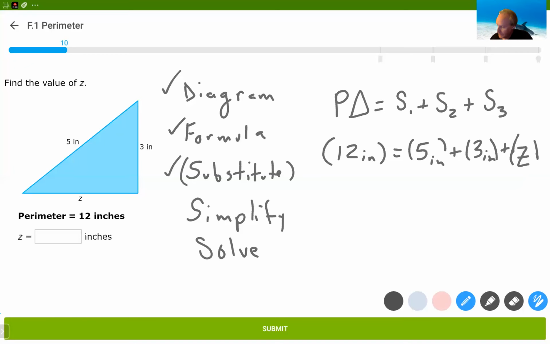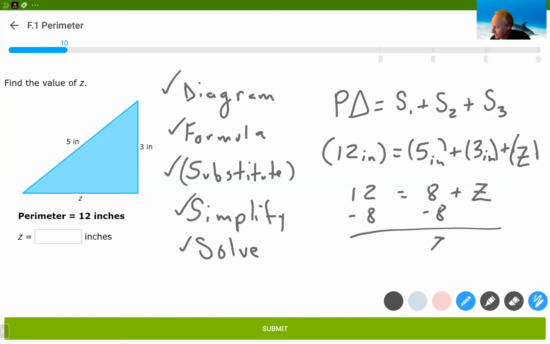Then we simplify. That is 12. And there's 8 plus Z. And I simplify. And my last step is to solve. So we're going to subtract 8 from both sides to solve this. And we get Z is equal to 4, in this case, inches.